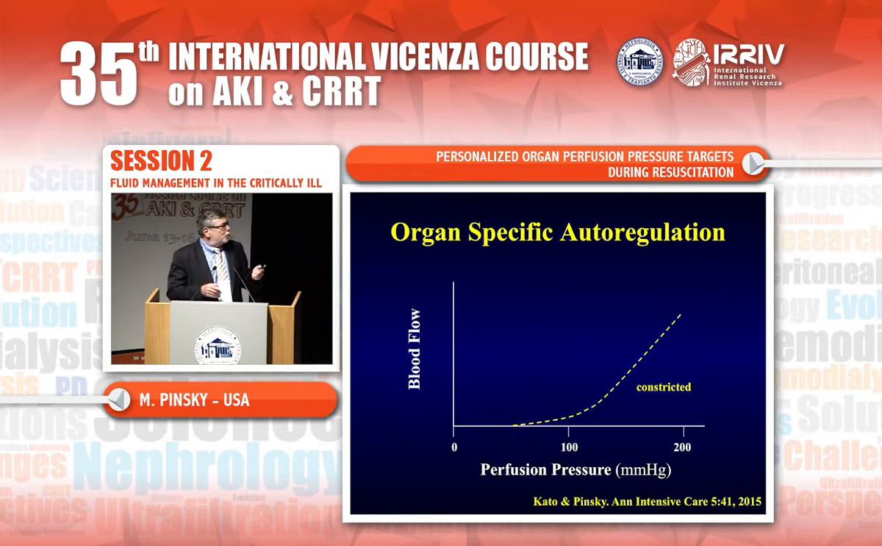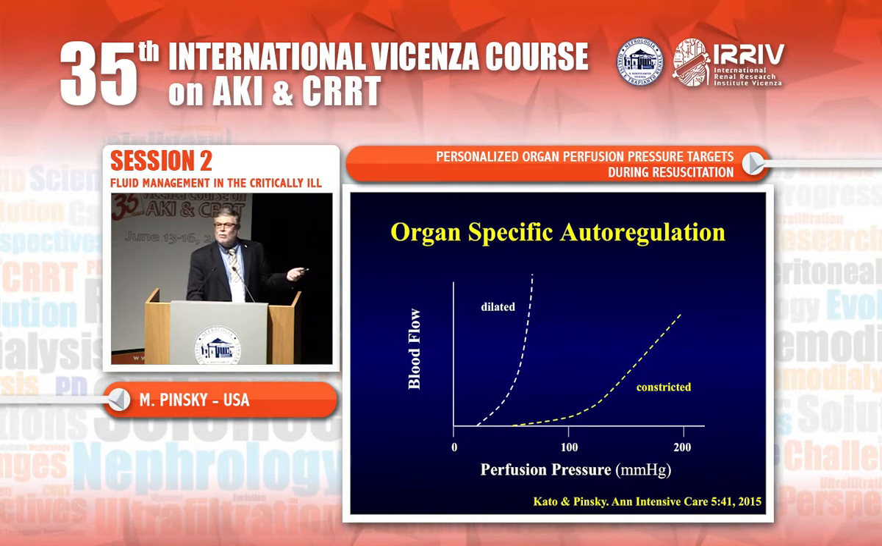So let us assume that we have blood flow versus pressure, and I have a highly constricted vasculature. It will carry a line that looks like that. Now let us assume I have a highly vasodilated vasculature. It will look like this. This is the vasodilated one, right? Remember, the decrease in pressure is very small for this great change in flow.